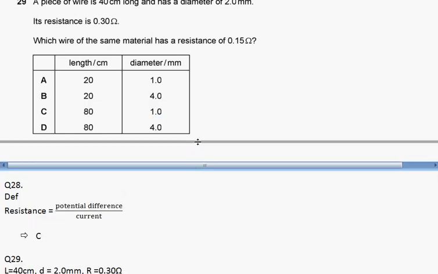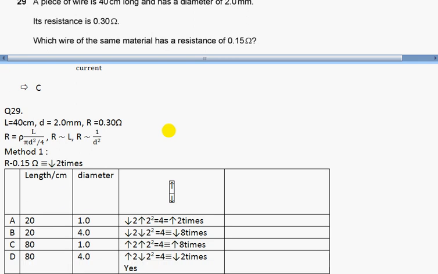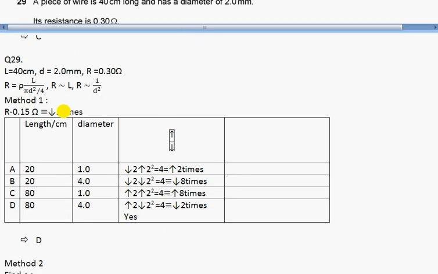Next question. A piece of wire, its resistance is given. Which wire of the same material has resistance 2 times less? So I decided to solve it by 2 methods. One is a smart and quick method. Here we use variation. What we know is that resistance equals rho L over area, which is πD squared over 4. So resistance is proportional to length and inversely proportional to the square of diameter.